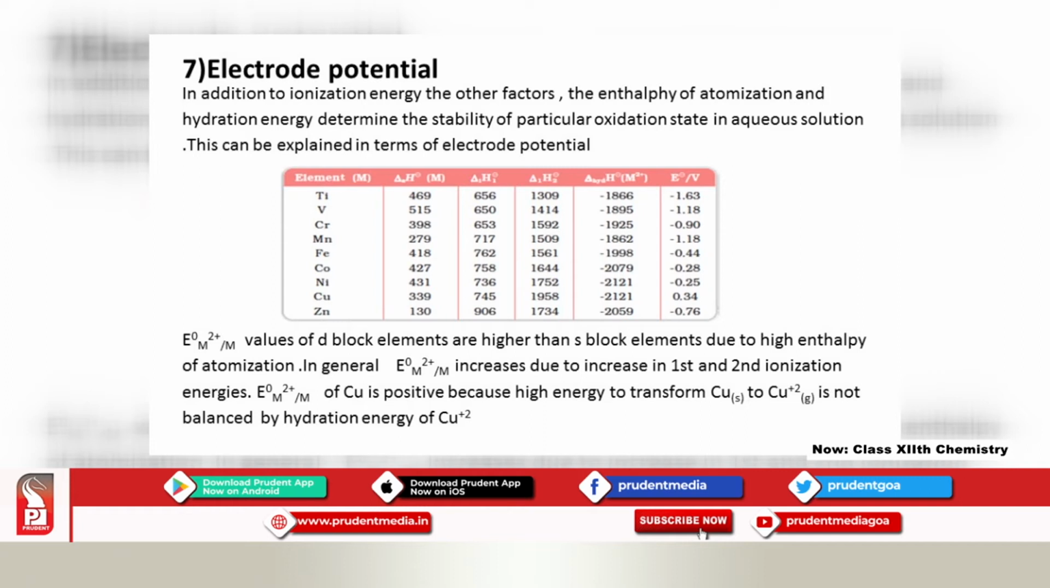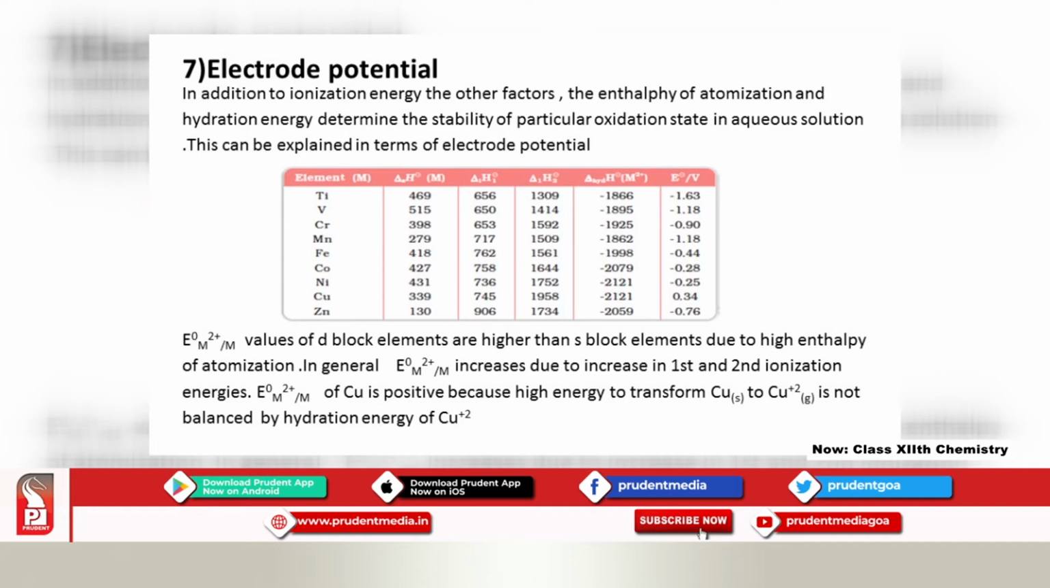Then vanadium 515, and so on, increasing. It is given for titanium, vanadium, chromium, manganese, iron, cobalt, nickel, copper and zinc. Here the electrode potential keeps on decreasing. The enthalpy of atomization, first ionization enthalpy and second ionization enthalpy, you know that the second is usually double, it is more. And here all values are negative except copper. Copper is showing plus 0.34 electrode potential.